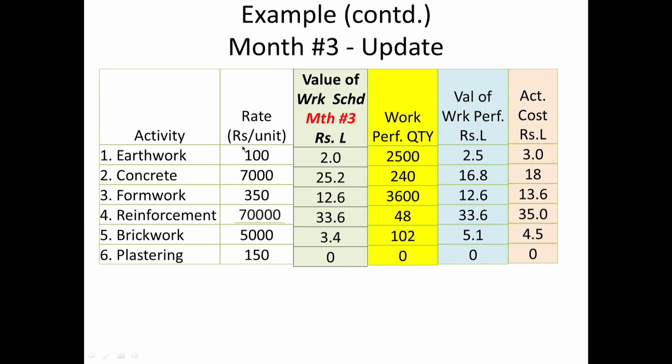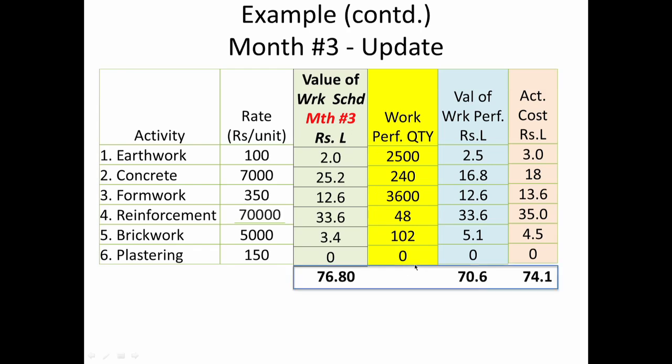Here we are reviewing. I have looked at the work schedule, the monthly plan, and taken what I had expected on month 3. So much would have been spent on earthwork, so much on concreting, so much on formwork. This is from the budgeted cost of work scheduled on month 3, and this is from what I had actually performed.